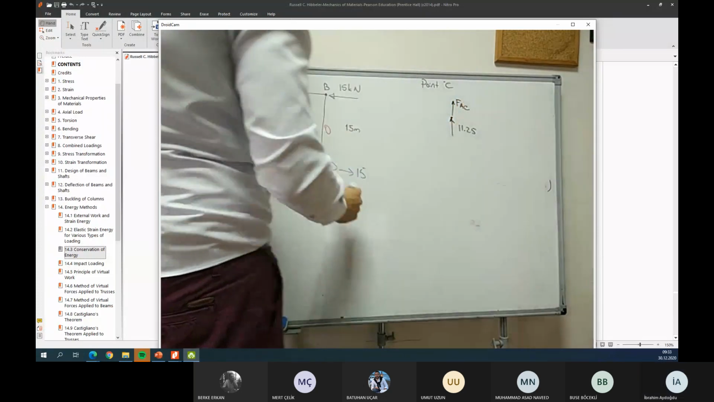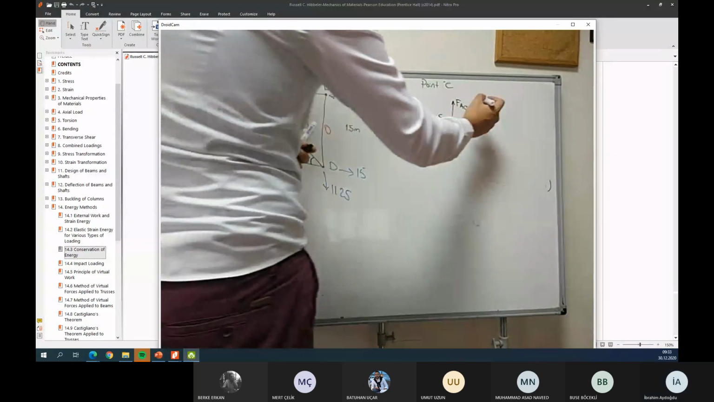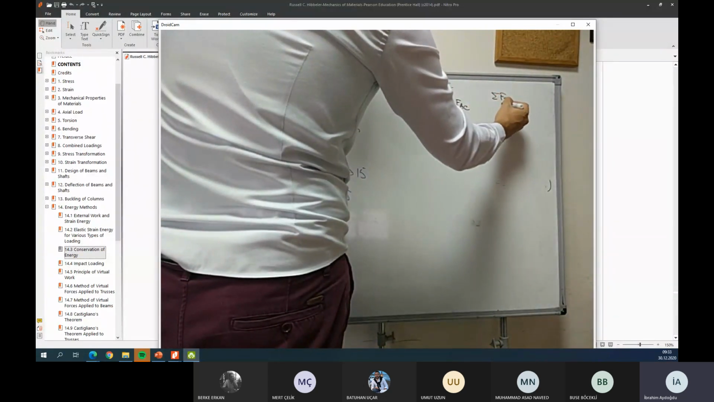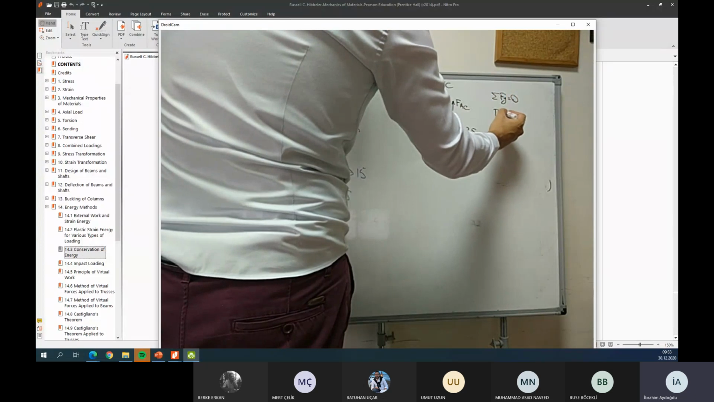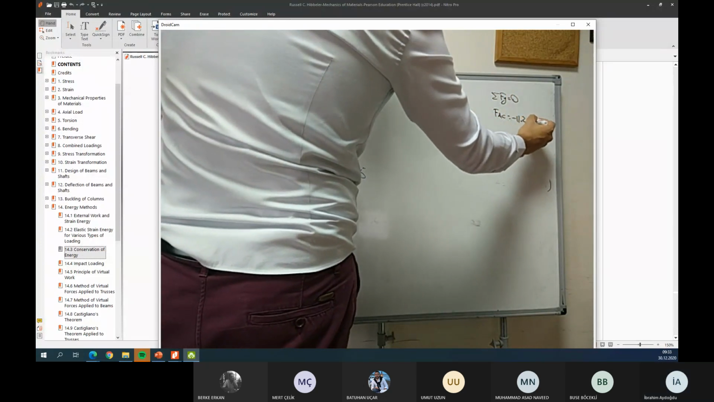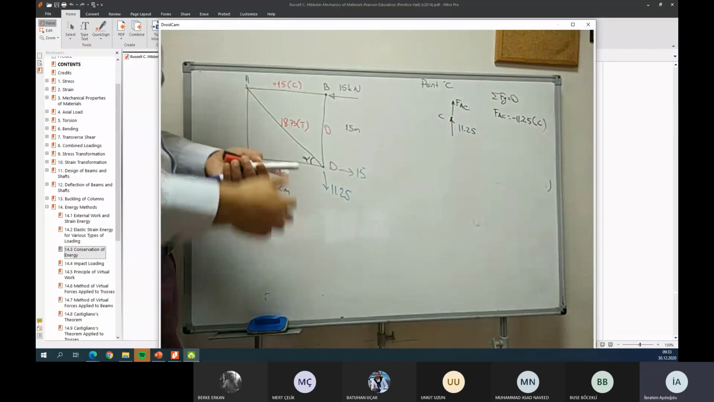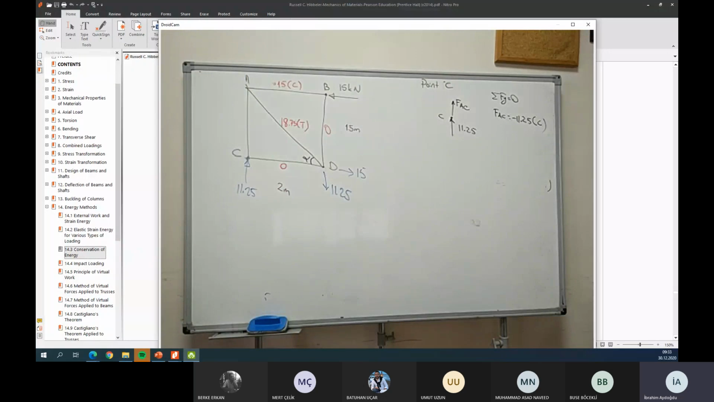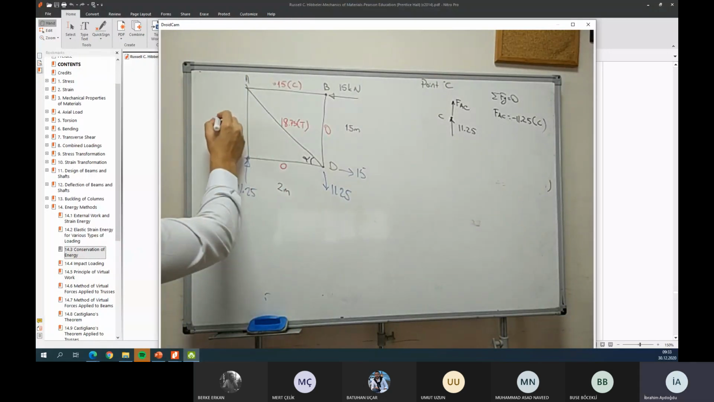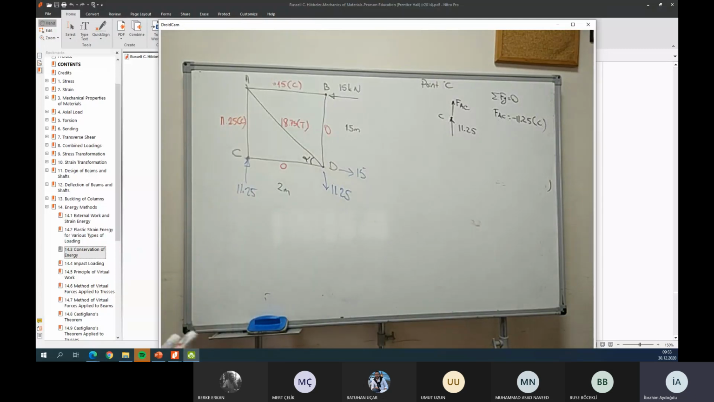So this is point C. Is there an additional force? I think no. So I can write just sigma Fy is equal to 0. So you can see F_AC is minus 11.25. That means this force is compression. Also, this element is a compression element. So I write 11.25 compression. Okay, I think this is good practice for the method of joints.